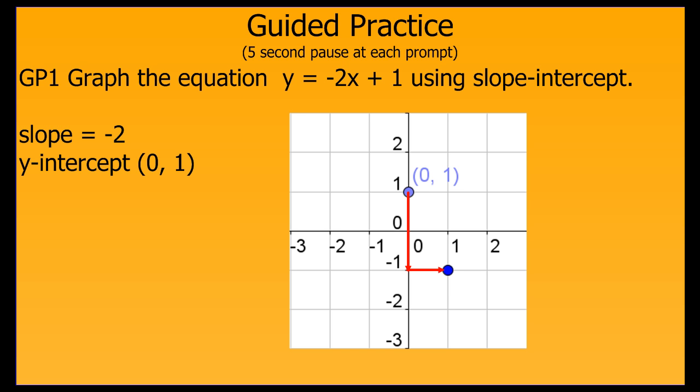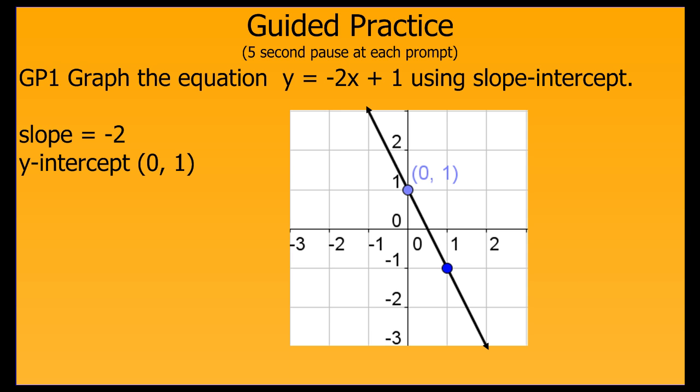So we go down 2 and over 1. Now what? We connect that point to our y-intercept with a straight line and add arrows to the end of our line to indicate it continues on forever. Are we finished? Yes, the question asks us to graph our equation using slope-intercept, and we've done that.